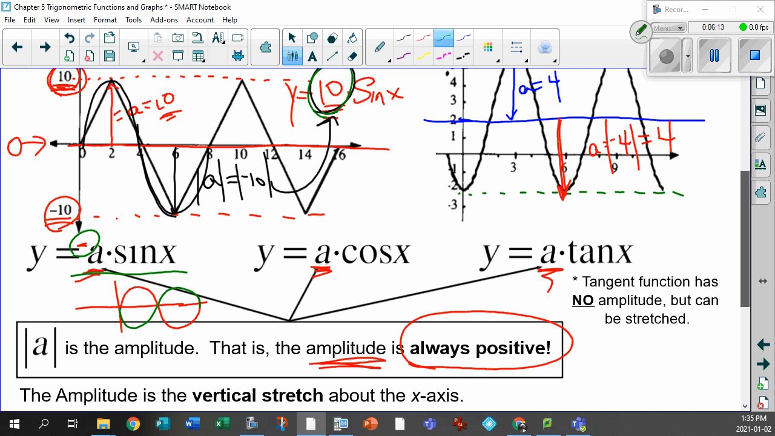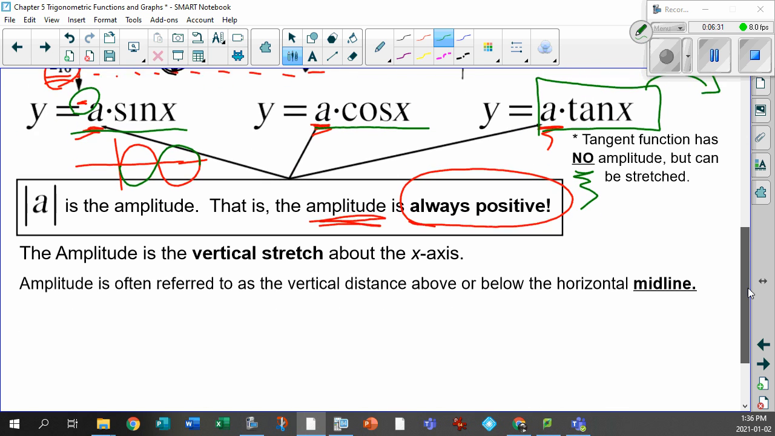Now, interesting to look at. A for the sine value, no problem. A for the cosine value, no problem. But I'm going to show you right now that the A for the tangent has really no amplitude. I know we're not going to look at tangent yet. We will in subsequent podcasts. Stay tuned. Put this one on the back burner.